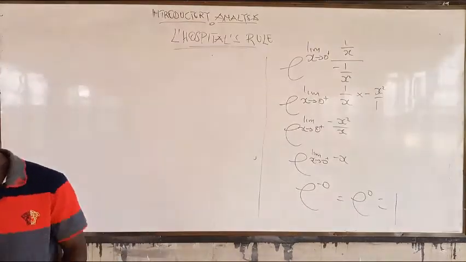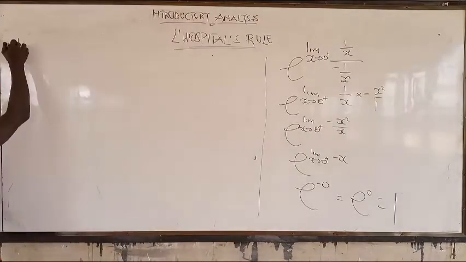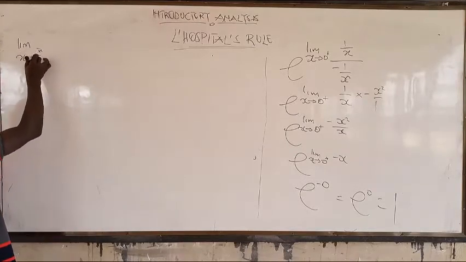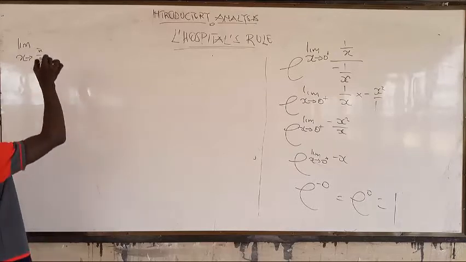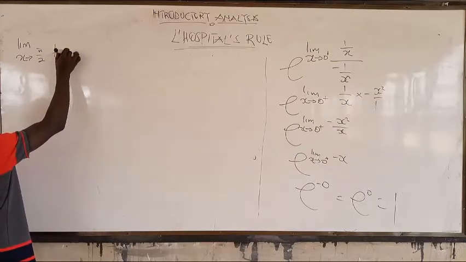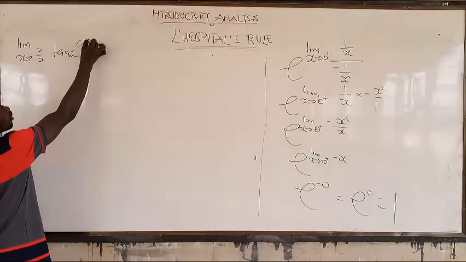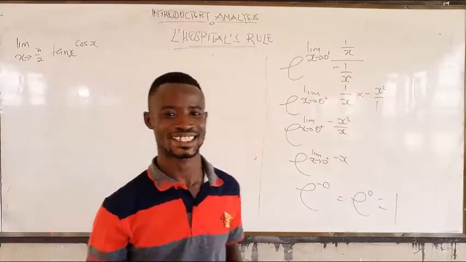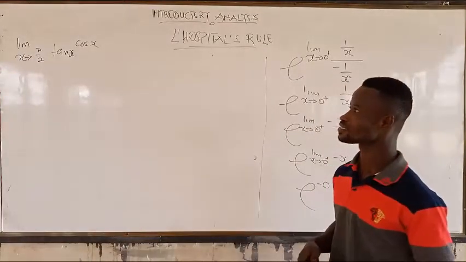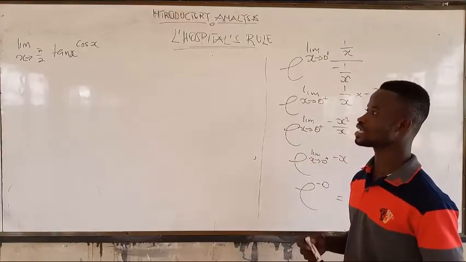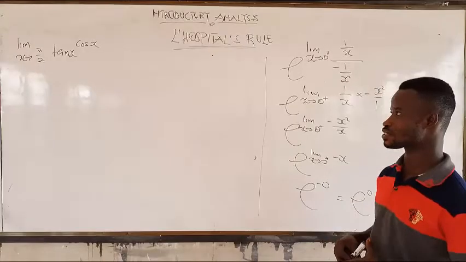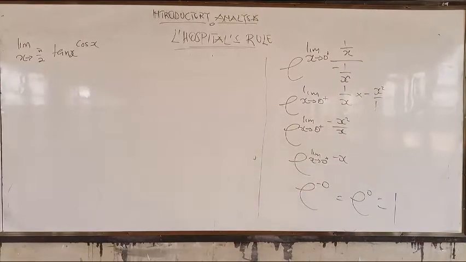The limit as x approaches pi over 2 of tan x to the power cos x. Beautiful. So that is what we have. So here f of x is representing tan x, g of x is representing cos x.